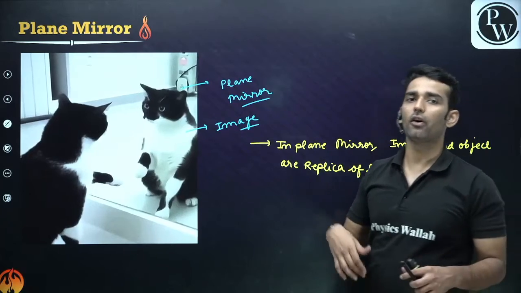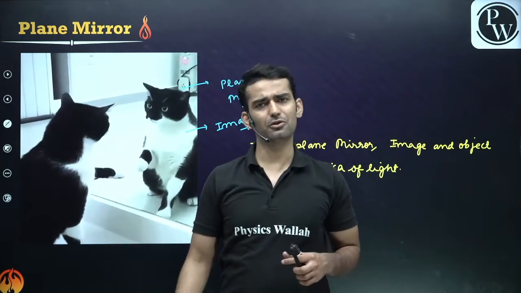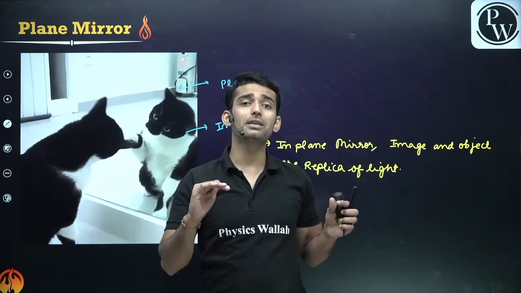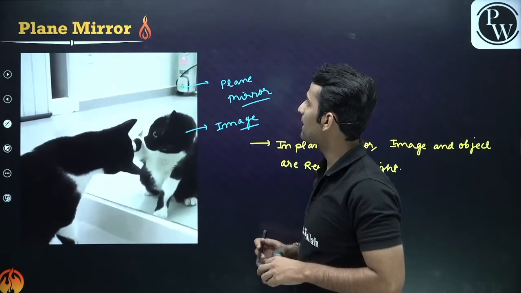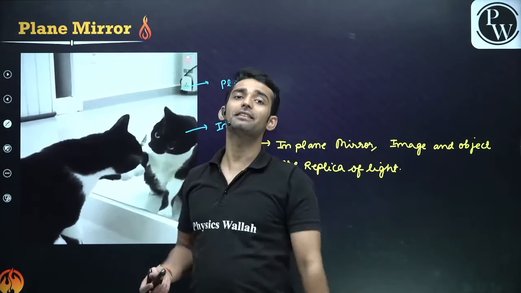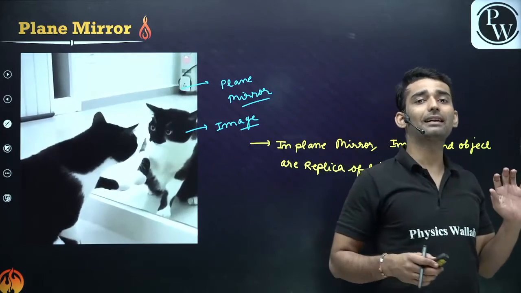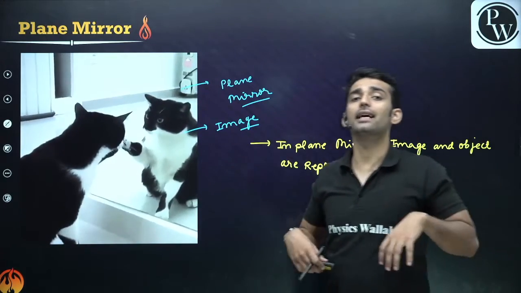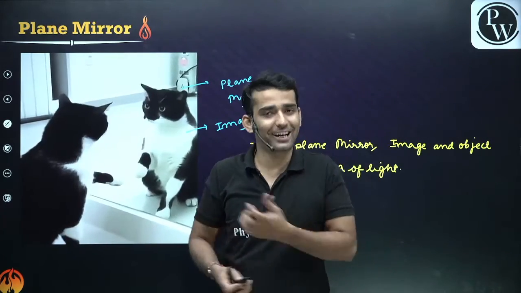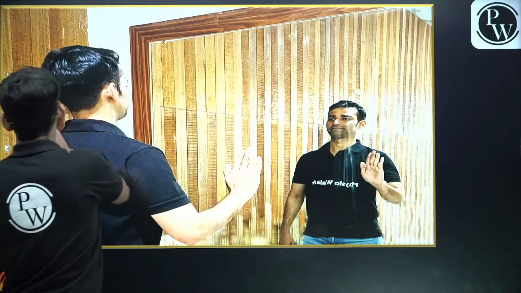For example, obviously when we look at ourselves in the mirror also, the image and the object are copies of each other, right guys? So you can see this is what happens in the plane mirror. So a plane mirror creates the exact replica, the exact copy of the object. Is it clear? Okay.